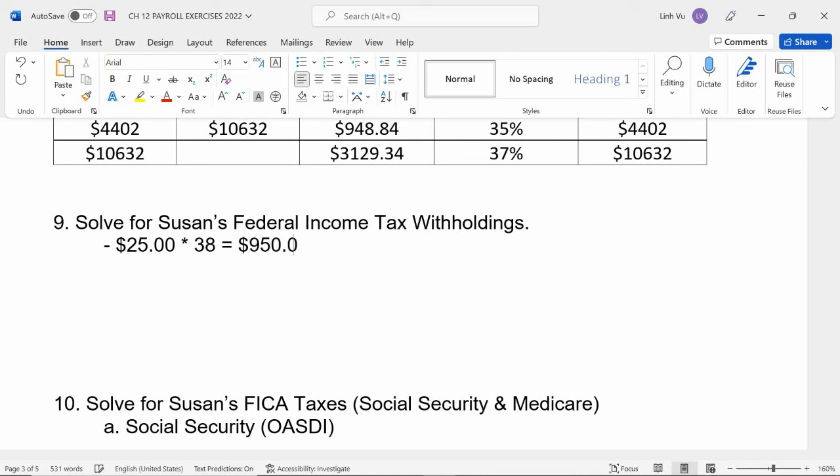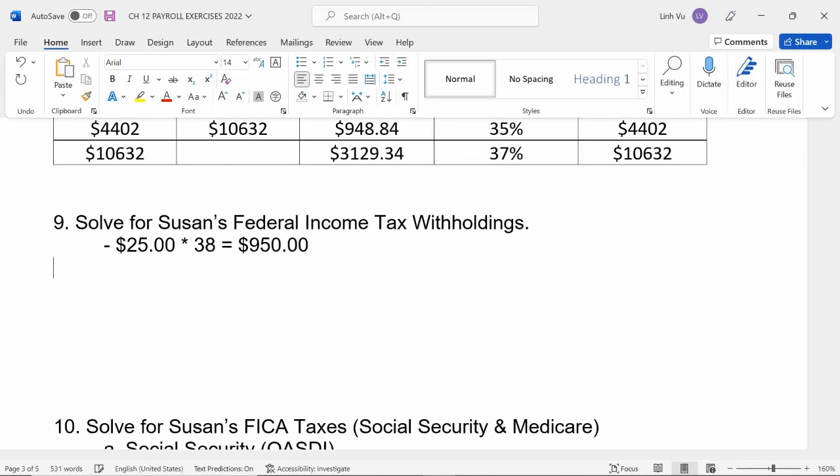$950. She doesn't have an extra job, so that's going to add 0 to this, and she doesn't claim any other extra deductions. So that means her total taxable amount is $950.